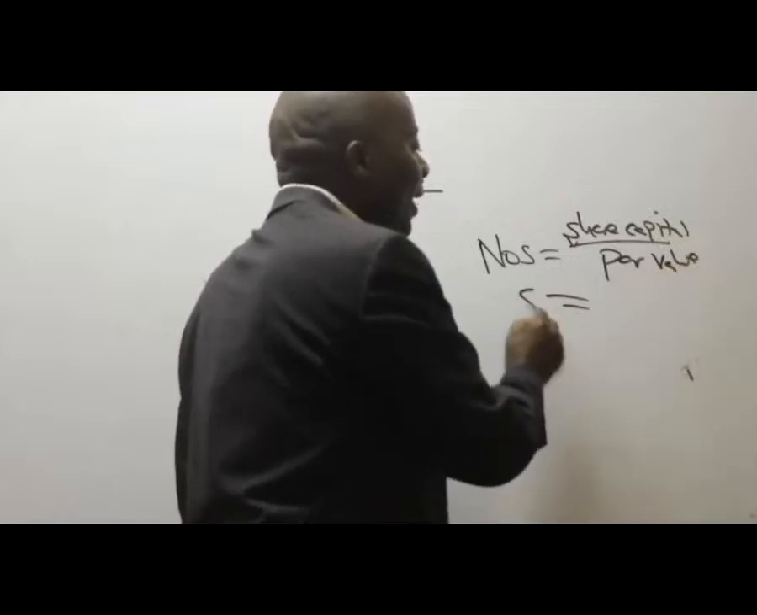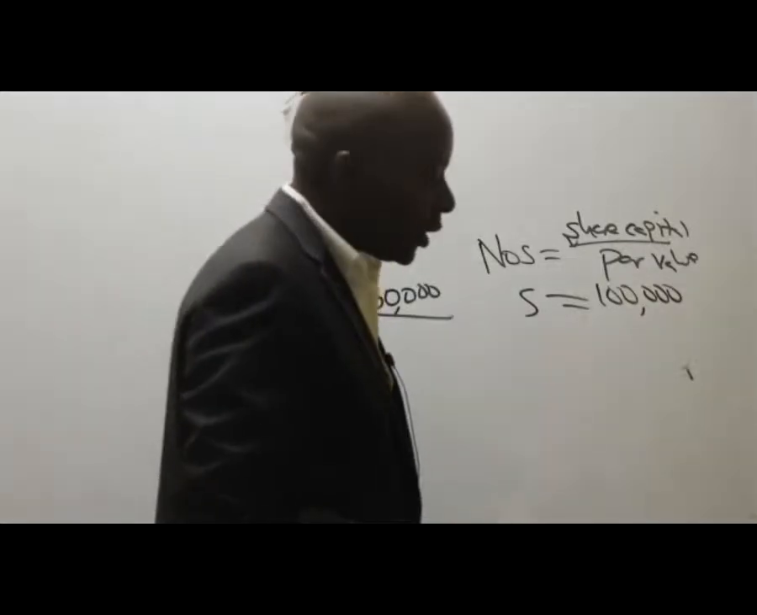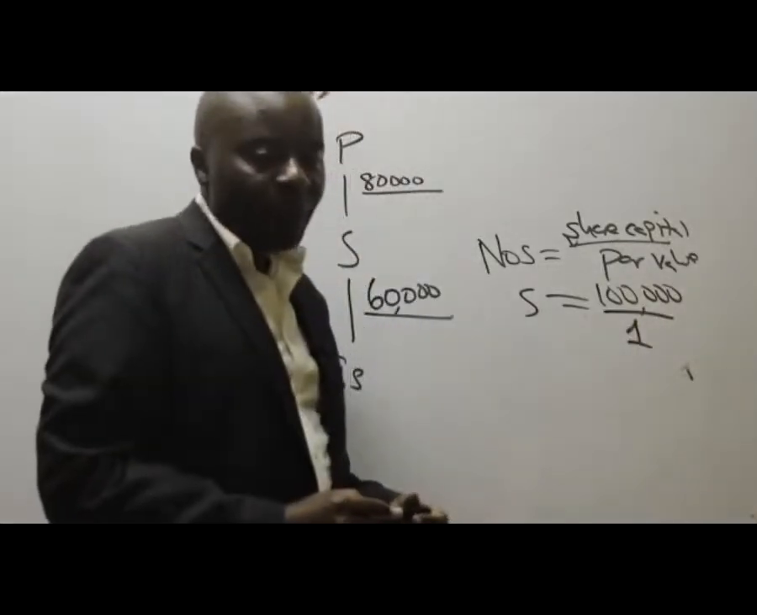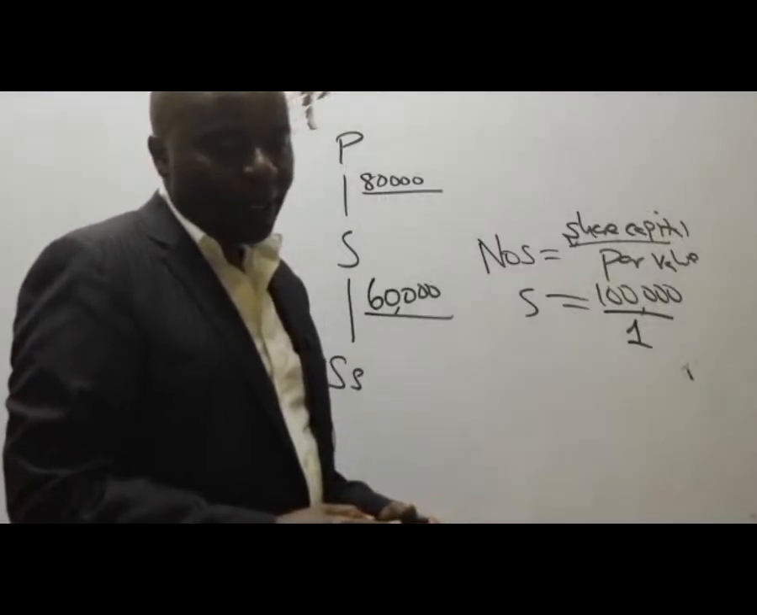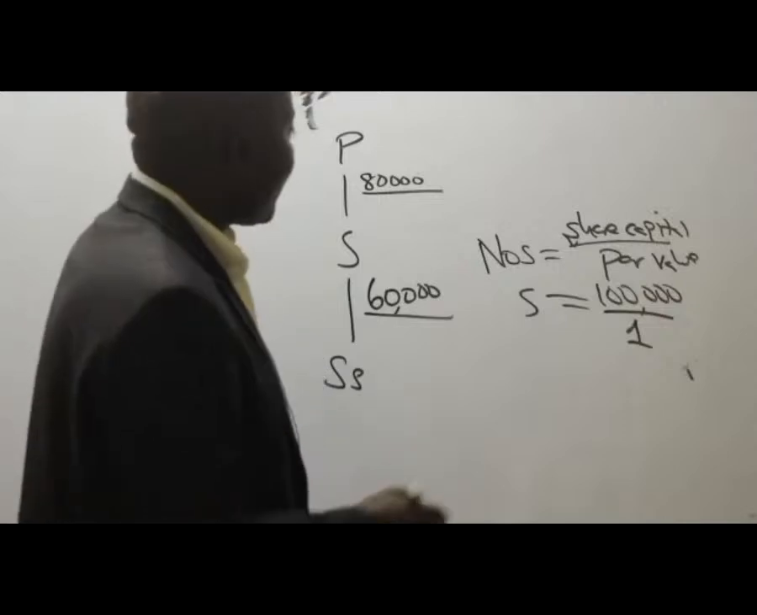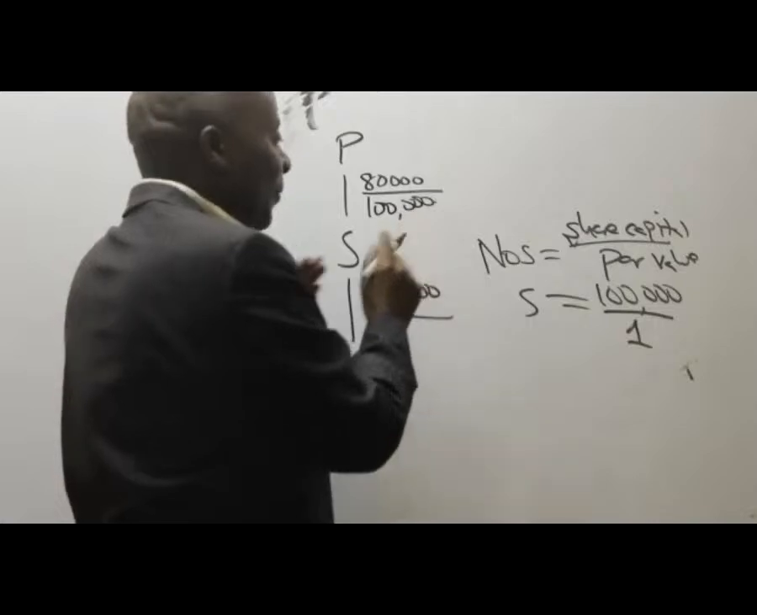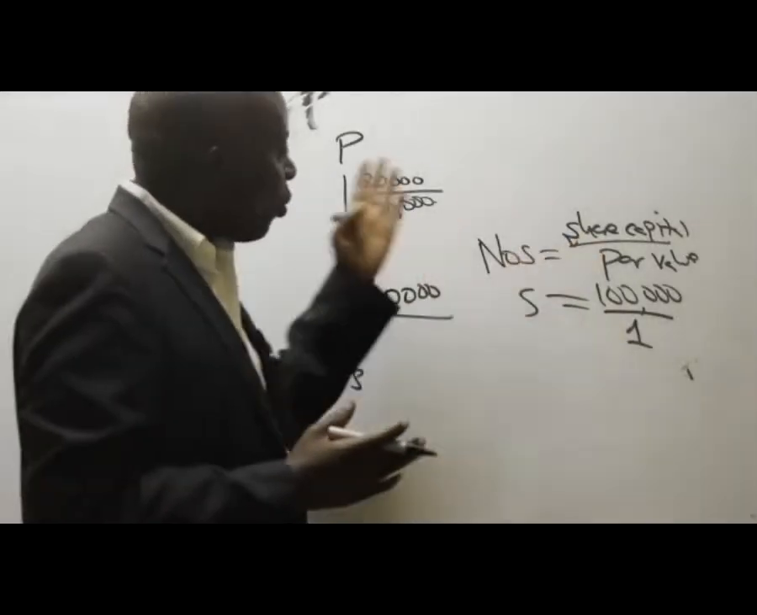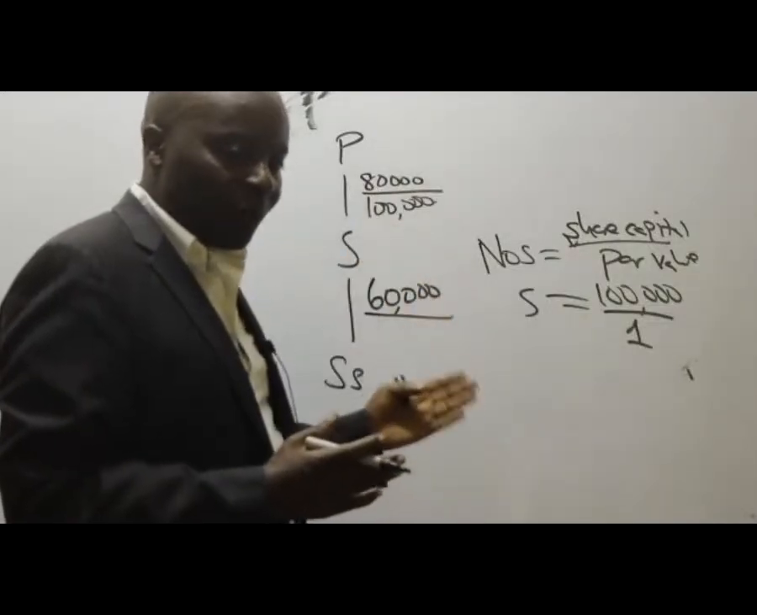Like here for S company, the share capital given in the statement of financial position is 100,000. And the par value per share is 1. So automatically, that gives me 100,000 shares. Remember, when we're getting percentages, we don't work with share capital in terms of money. We normally work with the number of ordinary shares.